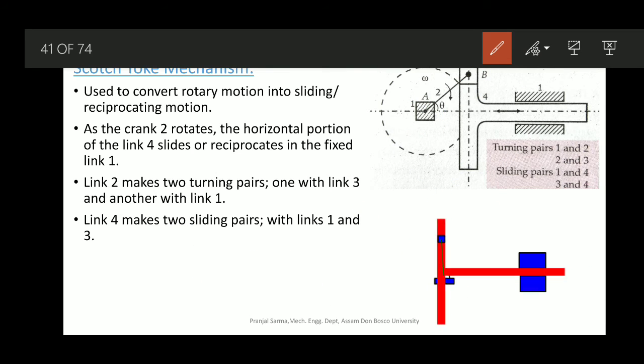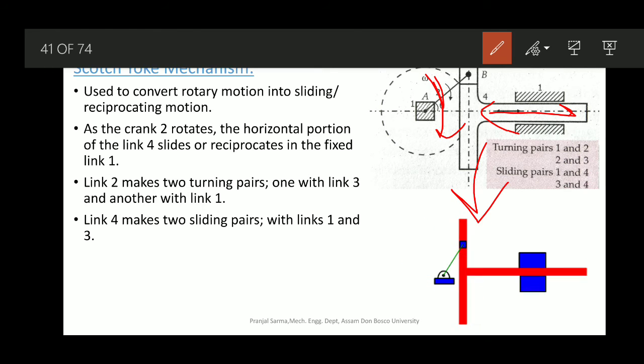So now as the link crank 2 rotates, the horizontal portion of the link 4, that is this particular crank, okay, the crank rotates, the horizontal portion of the link 4 slides in the fixed link 1. So it can slide like this, as is evident from this particular figure. Okay, you can see this blue portion, that is nothing but the slider.